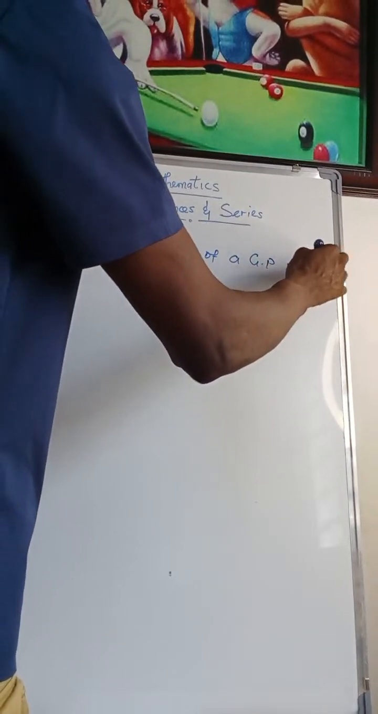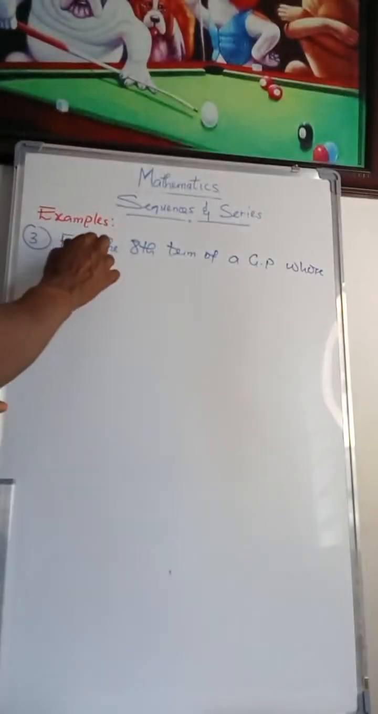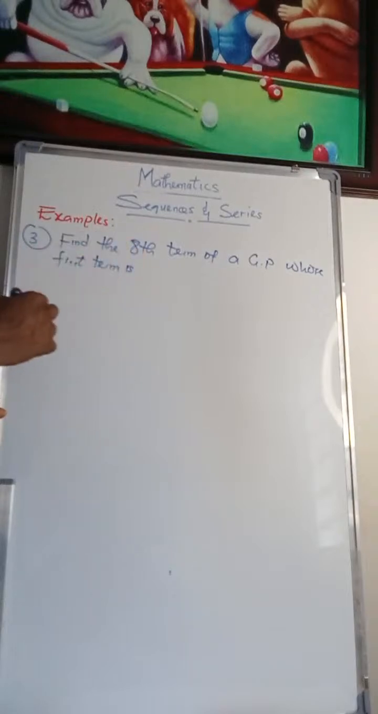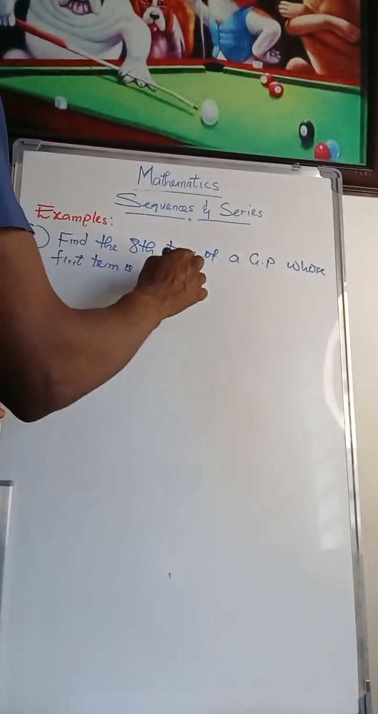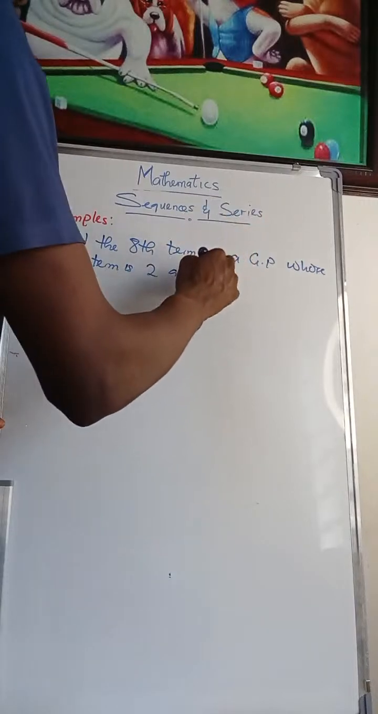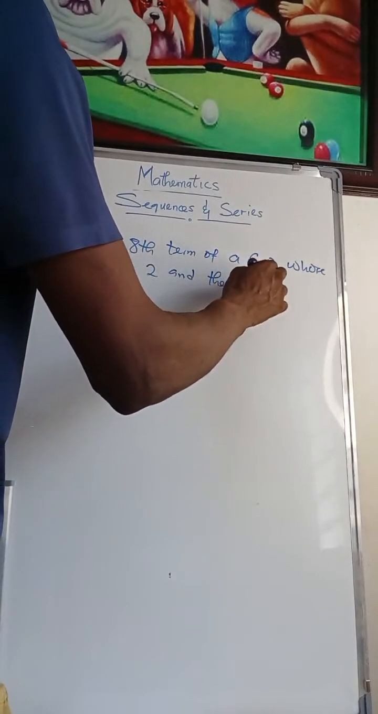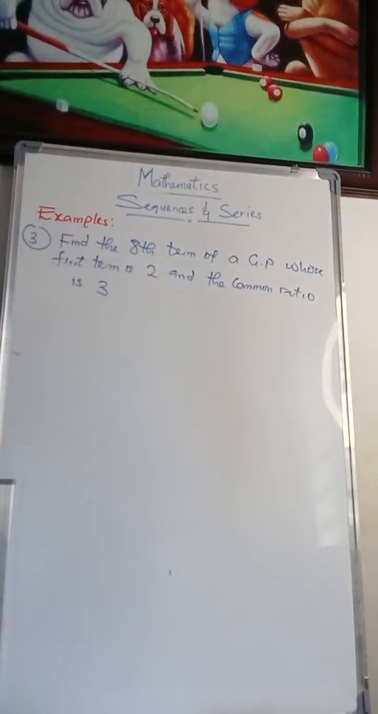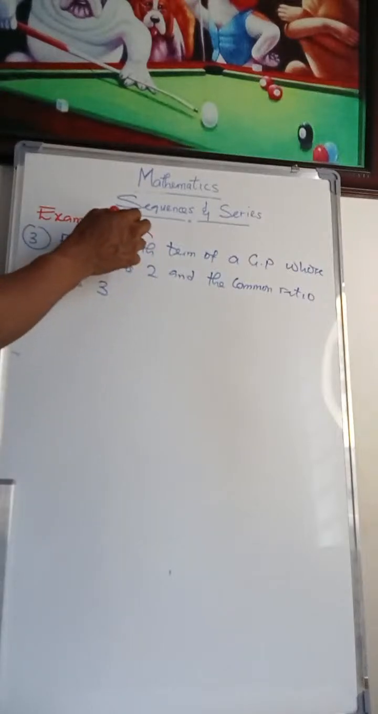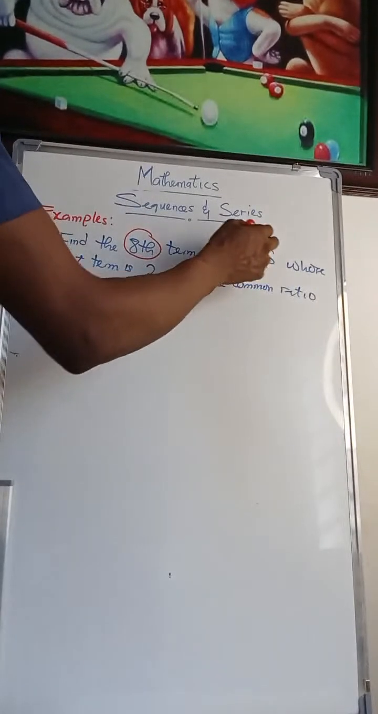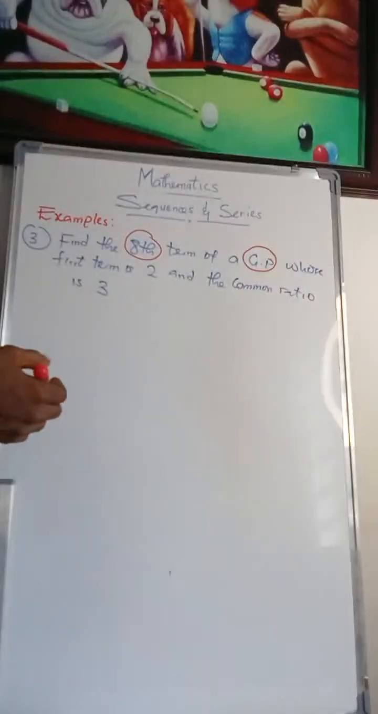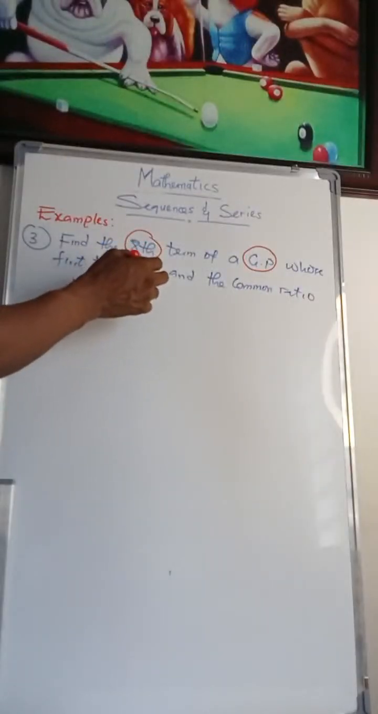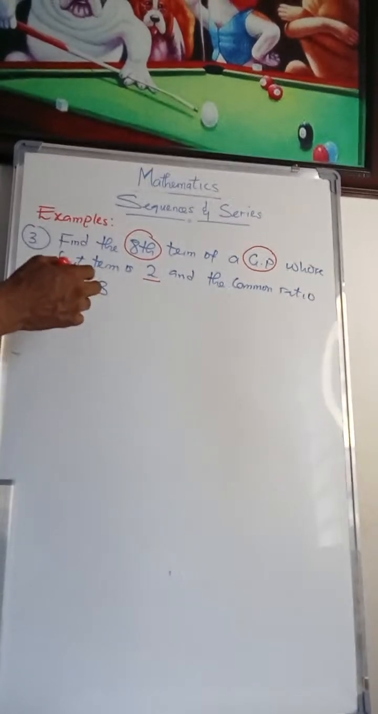whose first term is 2 and the common ratio is 3. So from here, we have to find the 8th term of this GP. We are given the first term to be 2 and the common ratio to be 3.